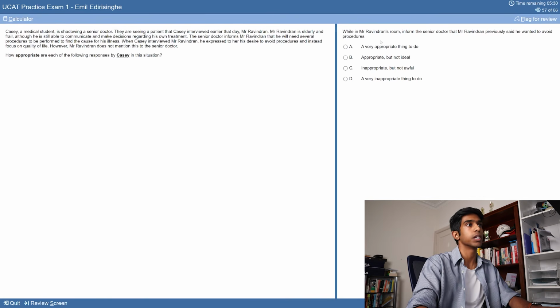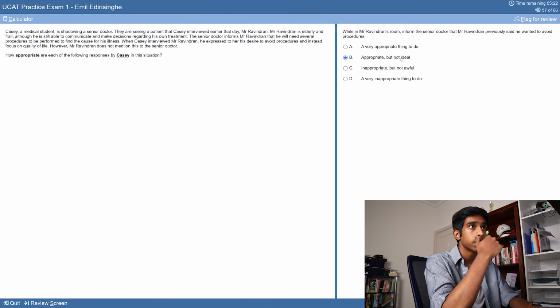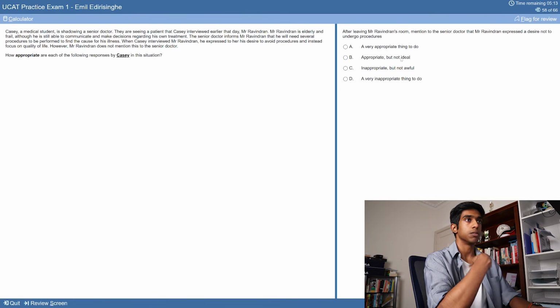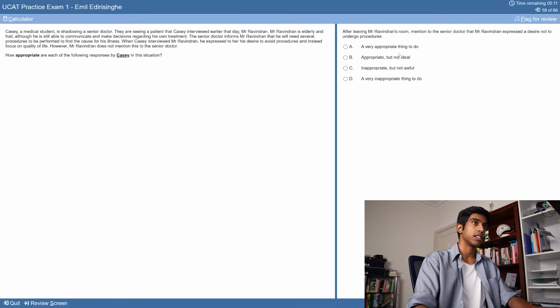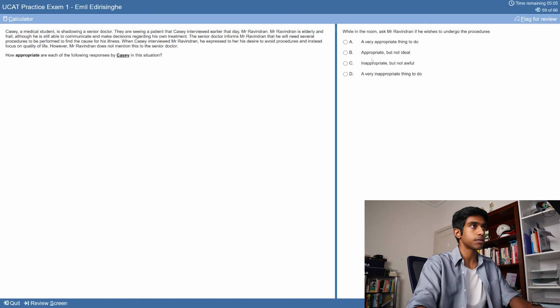While in the room, informed the senior doctor that he previously said he wanted to avoid procedures. And this is appropriate because it works in the patient's best interest, but it's not ideal because you should ask the patient about it instead of doing this. After leaving the room, mentioned that they expressed a desire to not undergo procedures. That's appropriate, but again, doesn't involve the patient. While in the room, I think this is very appropriate because then he can talk about whether he wants to or not.